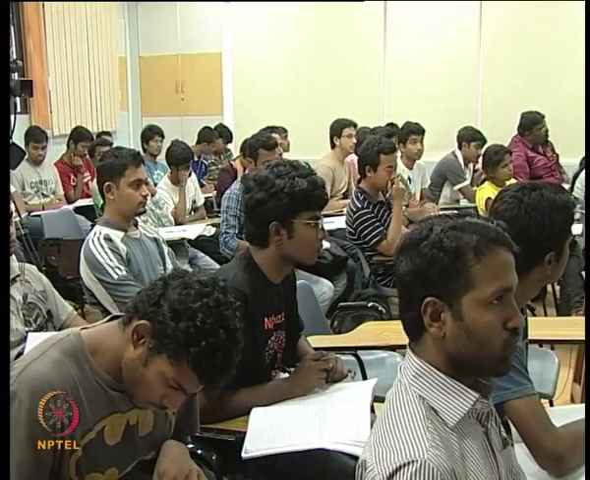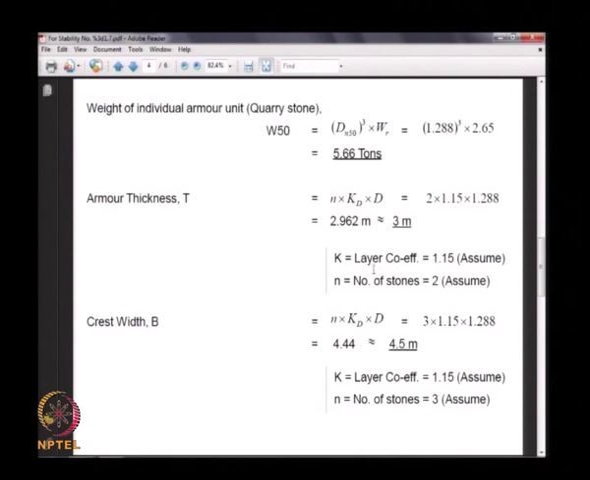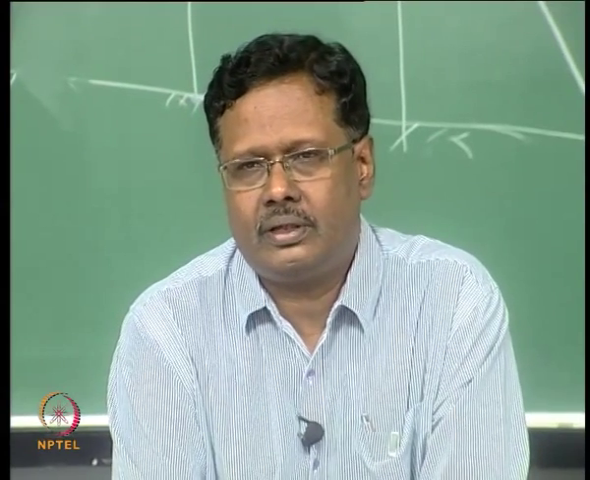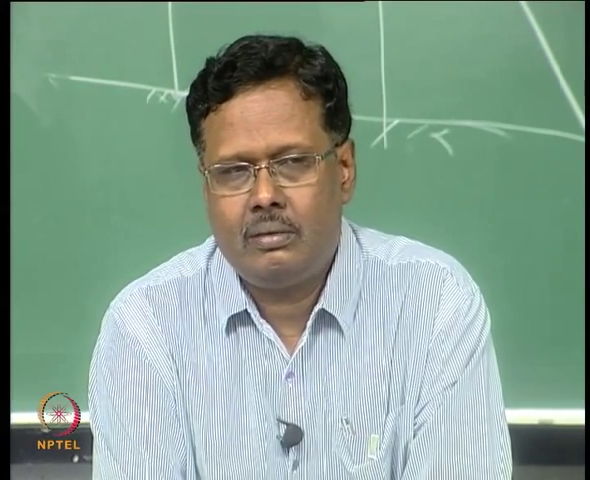Then we have to find out the armor thickness, that is given by this formula n into Kd into d. The same formula can be used for normal breakwater also, where n is the number of layers, that is 2, that is to be assumed for stone. Kd is the layer coefficient, which depends on the armor type you are using. It is given in some standard textbooks. There is a Coastal Protection Manual by the US Army Corps, available on the net also, and you can get this value from that. So these values are available, but you need not memorize them.